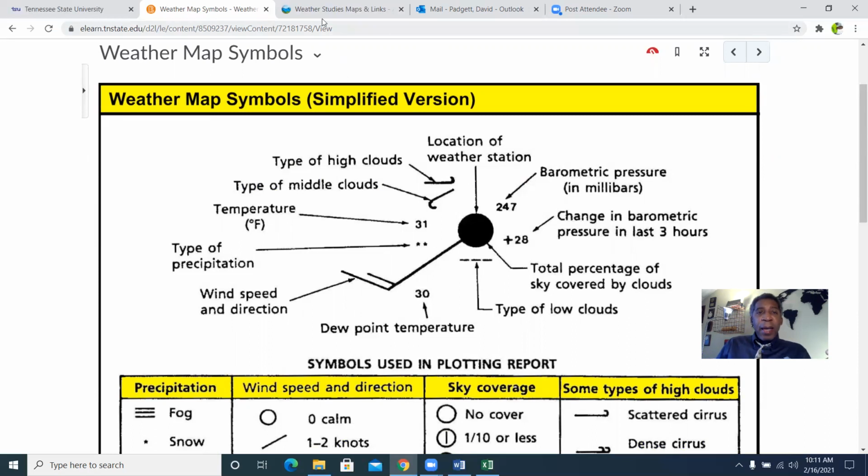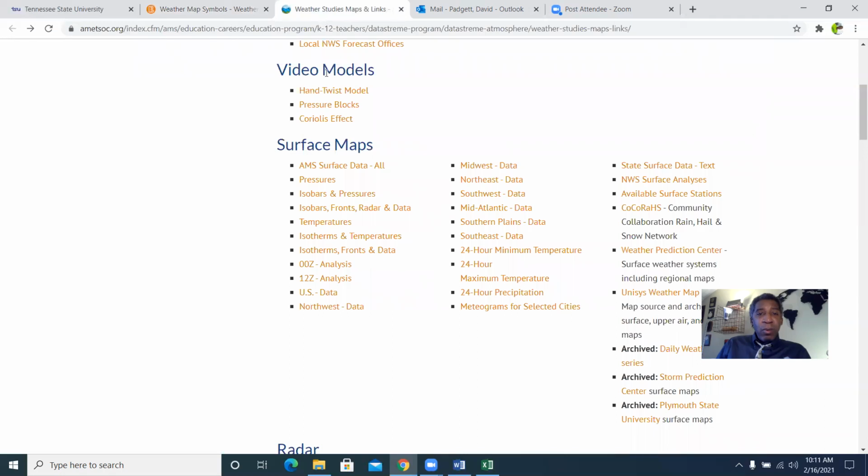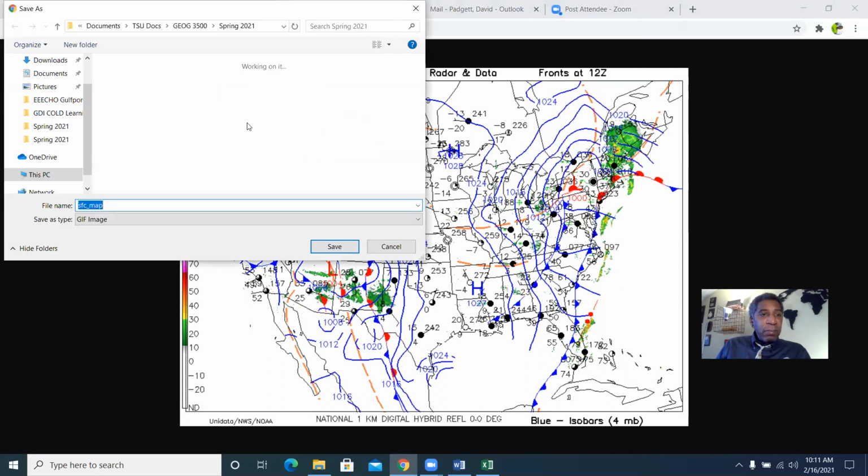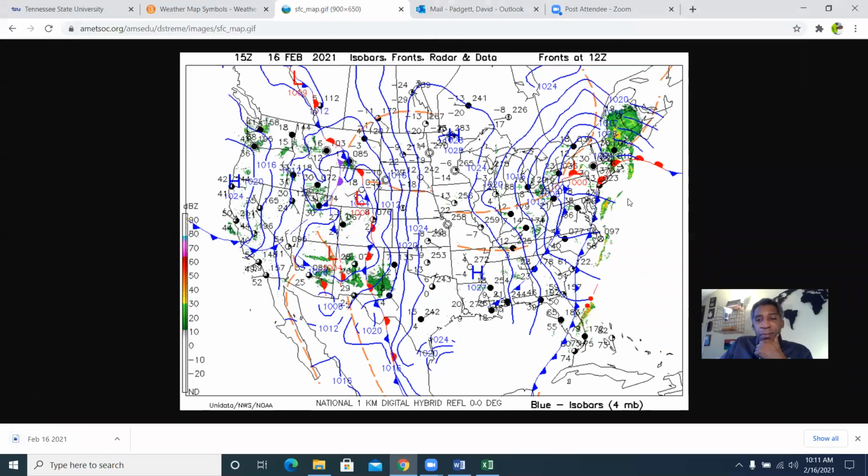Okay, so let's go back to the weather map for today. As a matter of fact, I'm going to download it and share this with you just so that you can have it. So this is the February 16, 2021 weather map. I'll just save that for later.